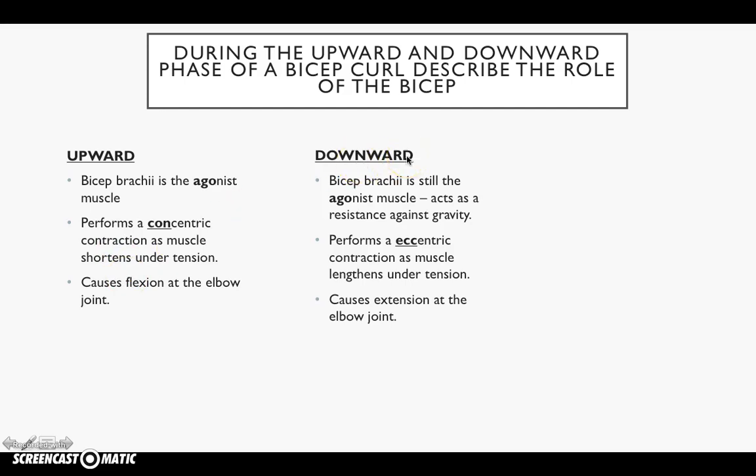The downward phase, agony, so upward phase agicon, downward phase agony. The agonist is still the bicep, it's just acting against resistance to go down. It performs an eccentric muscular contraction as the muscle lengthens under tension, causes extension at the elbow joint. It's really important you get just that. I will give you more examples of this within lesson that you can do once you have completed this part.